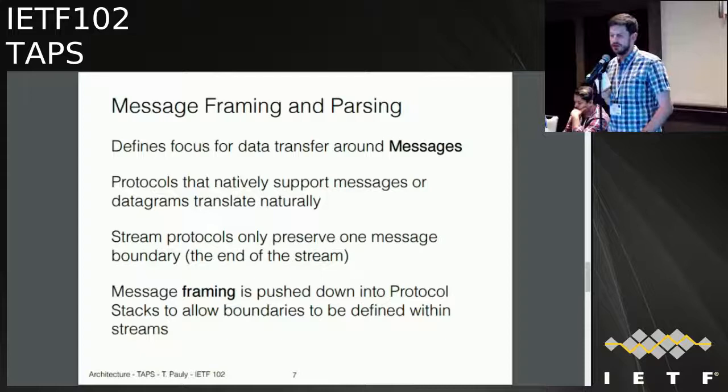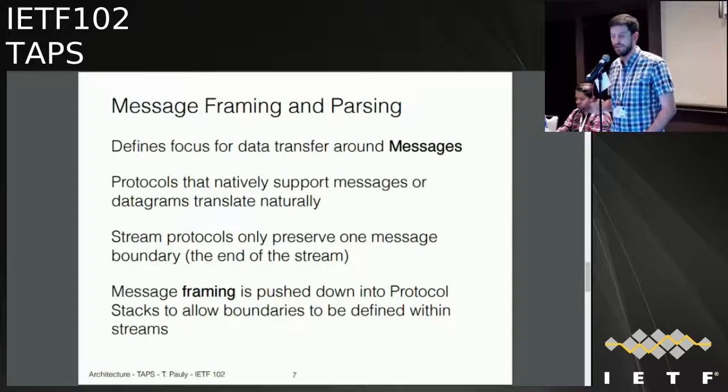The other area is message framing and parsing. So this defines that we do have a focus for data transfer around the concept of messages. Protocols that natively support messages translate very naturally into this. And it does briefly mention how streaming protocols are really only preserving one message boundary, which is the end of the stream. And so this implies that in order to be able to usefully have multiple messages within a stream, you do need a concept of message framing that can get pushed down into the protocol stack. This is already all in the interface. We're just bringing the abstract definition of it up into the architecture.